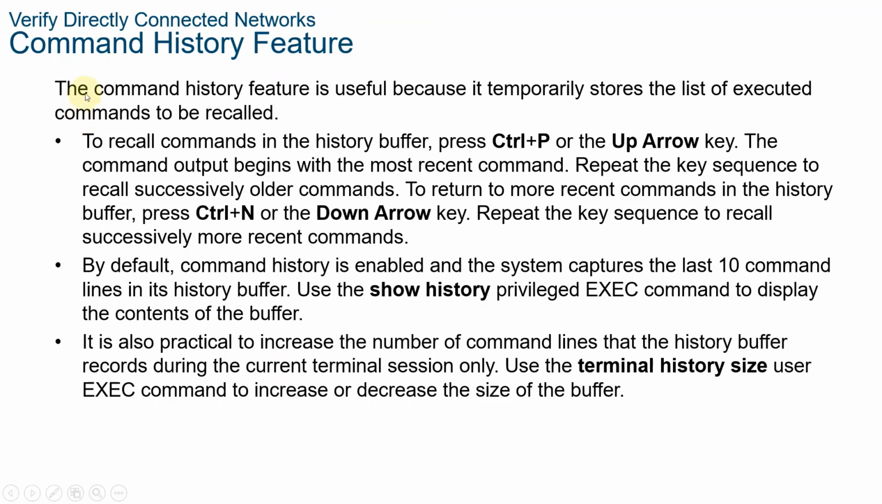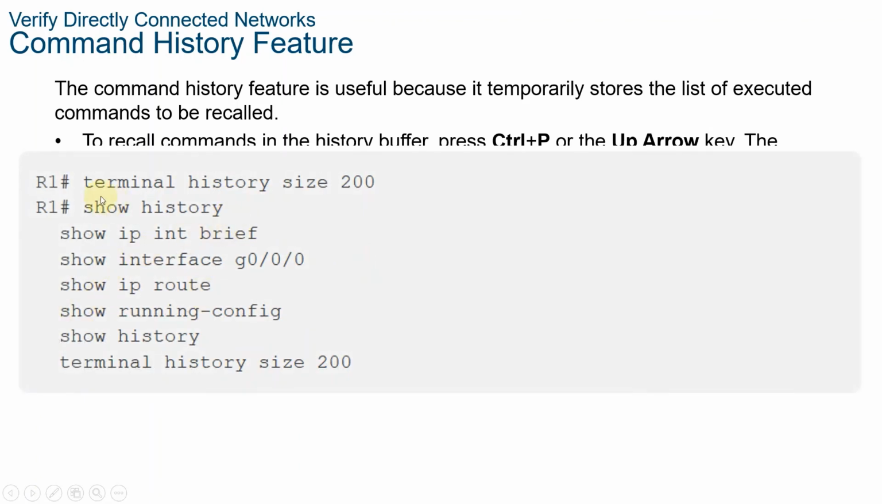Next is the command history feature. The command history feature is useful because it temporarily stores the list of executed commands so they can be recalled. I usually use the up arrow key to display the previous commands typed in. An example of the terminal history size and show history commands is shown in the figure. Terminal history size is 200. Show history displays the commands that you have just recently used.